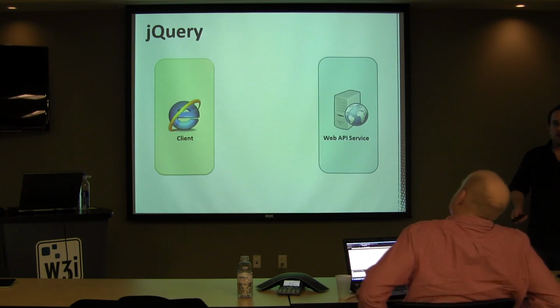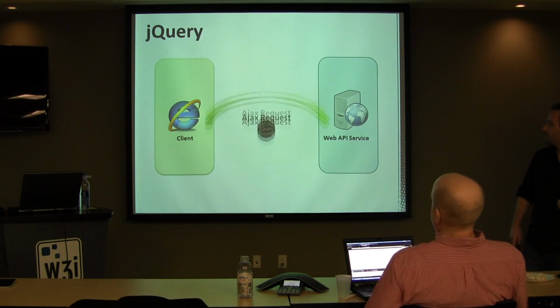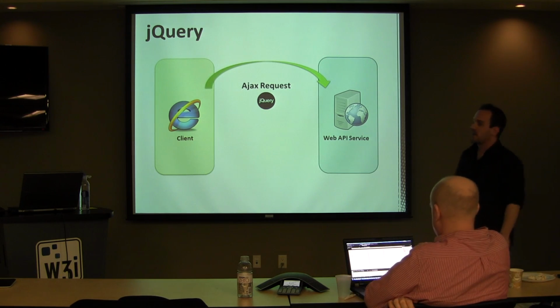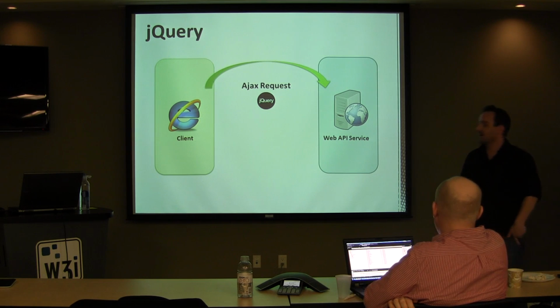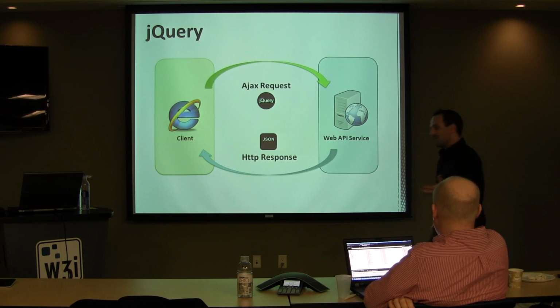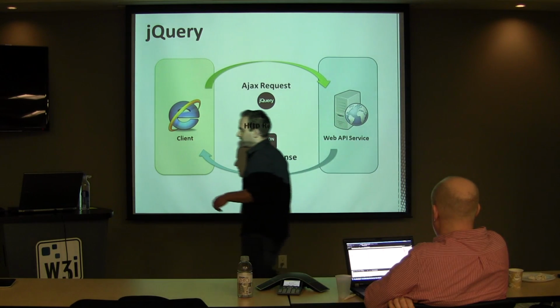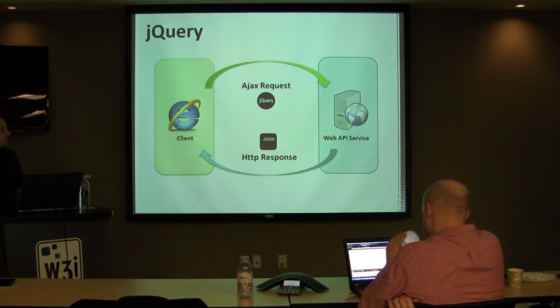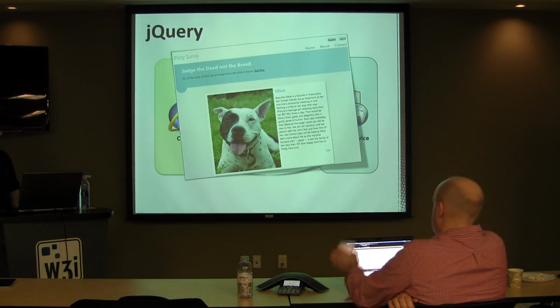So we're going to use jQuery to make a simple AJAX GET to our web API. Our web API is going to query the database, get the list of dogs, and return that back to the browser in an HTTP response, with the payload being a JSON representation of our list of dogs. And once it gets back to the client, we're going to use the jQuery templating plugin to render the dogs to the screen.